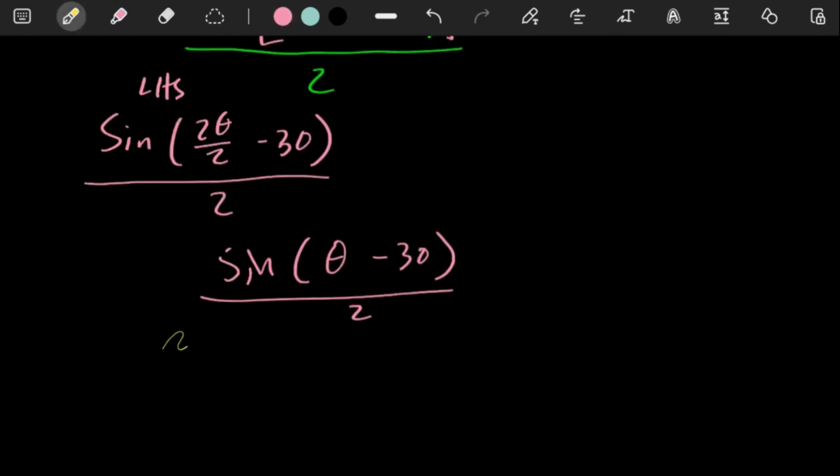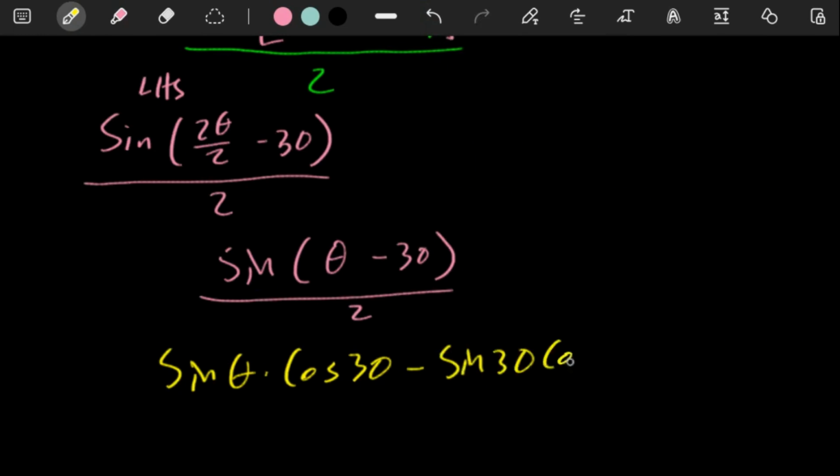Now with theta minus 30, you can do your compound angle stuff. With compound angles, you know that an angle minus an angle gives sine theta times cos 30. Since there's a minus here, this is going to be a minus, then sine 30 times cos theta. This is still over 2.